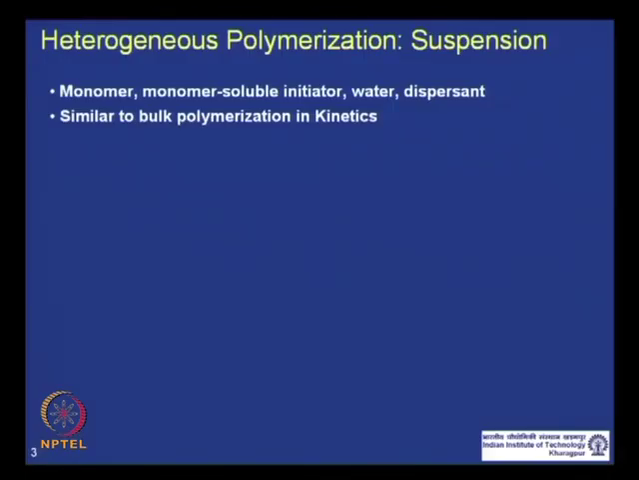Now, suspension polymerization, as we talked about in the last lecture, is a heterogeneous polymerization where you have monomer and monomer-soluble initiator, and you have an aqueous medium and dispersants which adsorb on the monomer droplets and sterically prevent them from colliding with each other and coalescing to make large particles. These dispersants are typically water-soluble polymers like polyvinyl alcohol or polyvinylpyrrolidone and so on, and it could be some inorganic particles as well which can adsorb on the monomer particle surface.